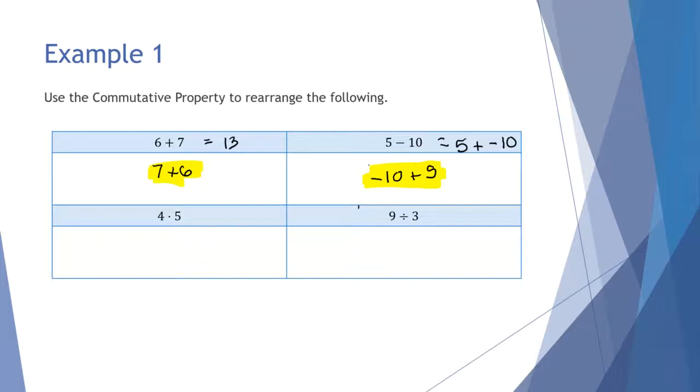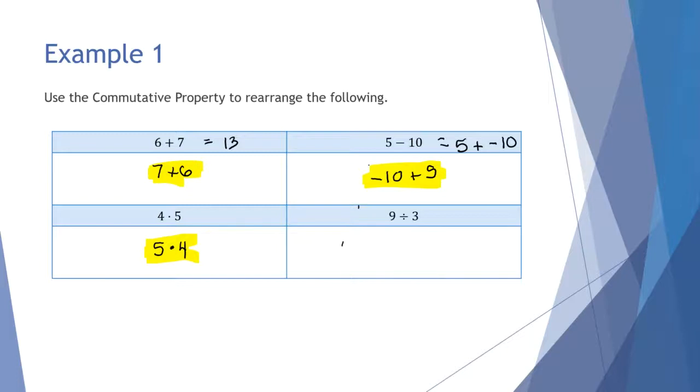Now the commutative property of multiplication. We're just rearranging the order. Like 4 times 5. If it's multiplication, I can just rearrange the order. I get the same answer as if I did 5 times 4. So you don't have to change the multiplication to division, and you don't have to change addition to subtraction. Those can stay the way they are. But if we have division, we do have to change that to multiplication because we only have commutative properties of addition and multiplication.